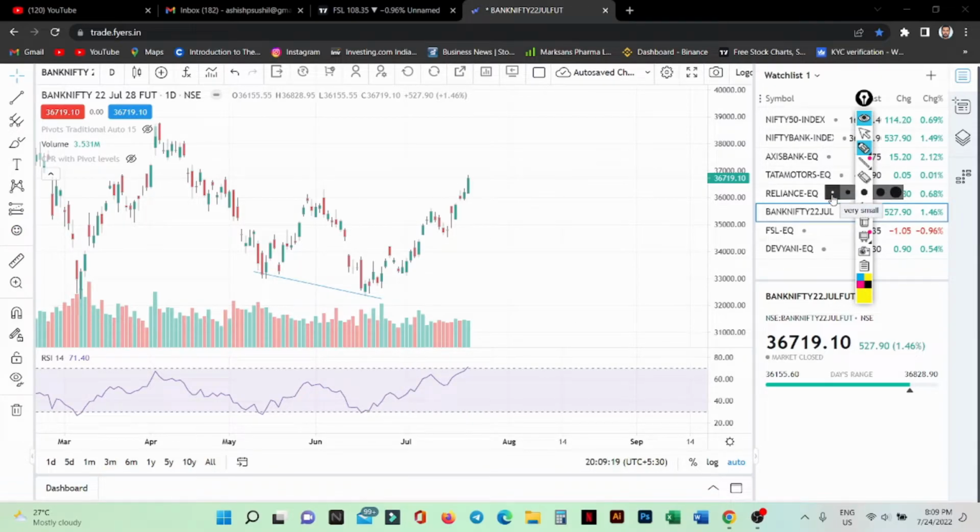Now I am going to explain other aspects of RSI in detail. So traders, now I am going to give a bonus information. I will be discussing RSI divergence as well.